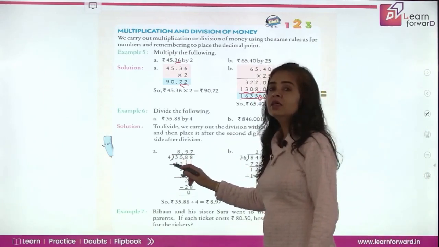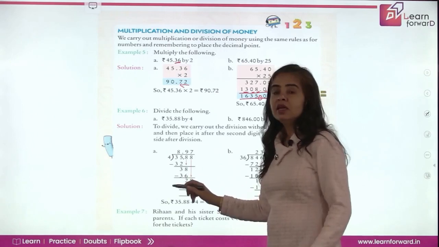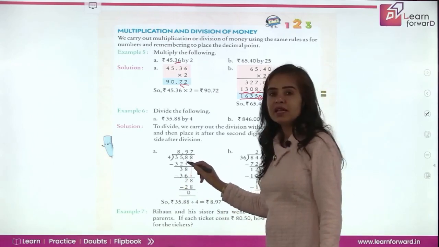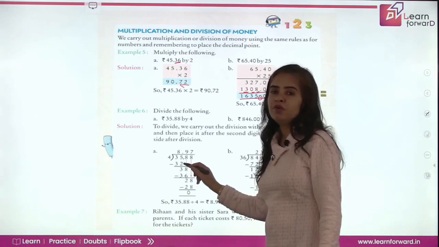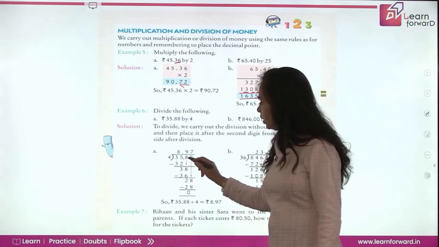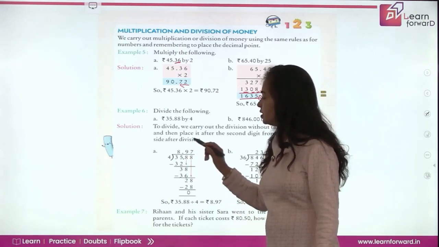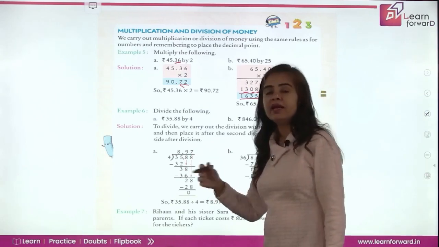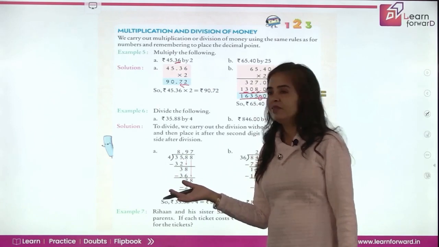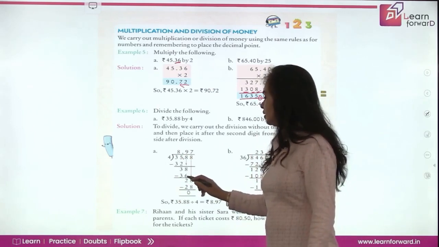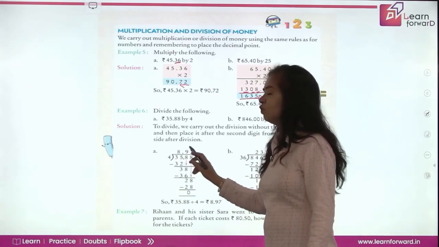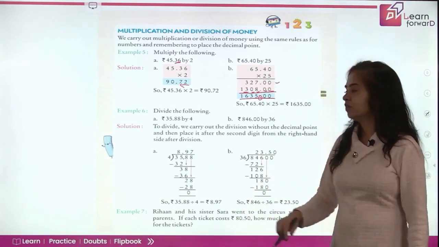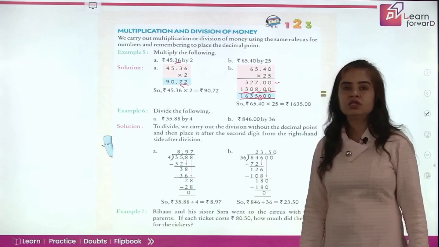4 8s are 32. I get 3 here. Now the next digit that I have to bring down is 8, but there is a point before that. So before bringing down this 8, put a decimal here in your quotient and then bring down 8 and carry on with your normal division. So it is 4 9s are 36, 2 and 8, 4 7s are 28 and your answer is 8.97. So you have to put a decimal point here also.